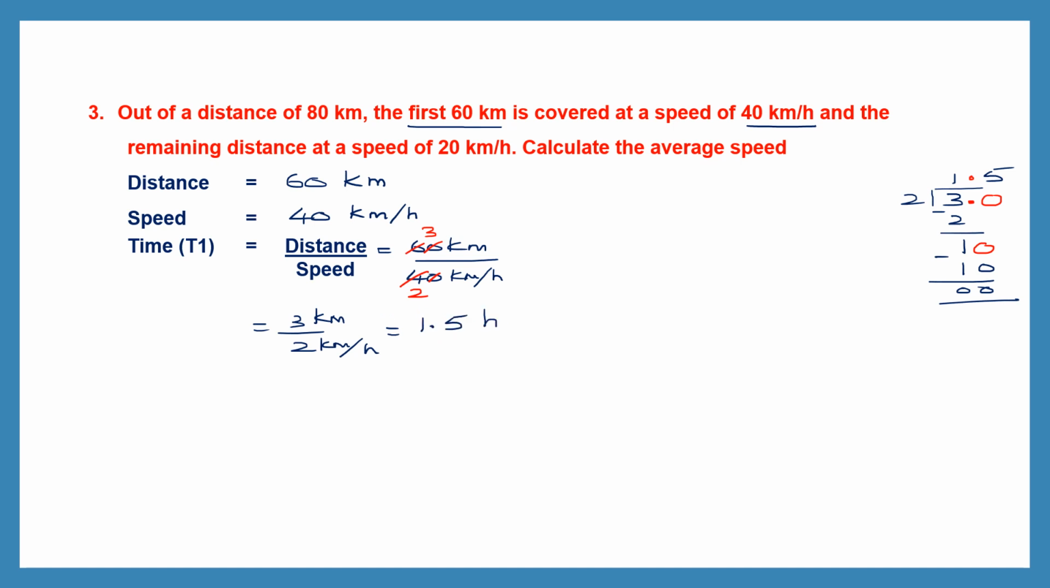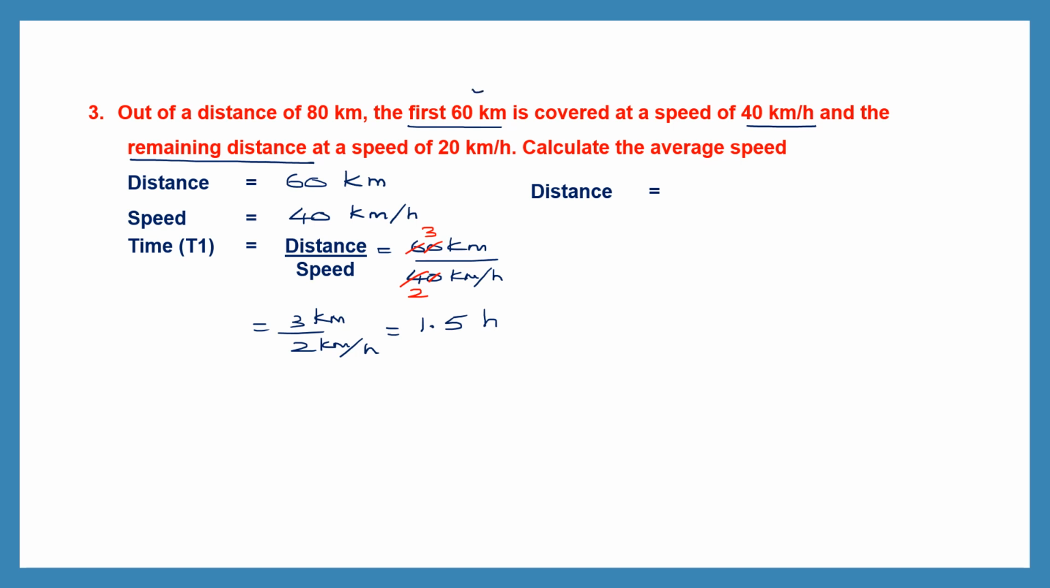So this will be 1.5 hours. This is when we calculated the first part for time 1. Now we're going to calculate for the second part and make it time 2. So here in the second part, what is the distance? Here it says remaining distance.